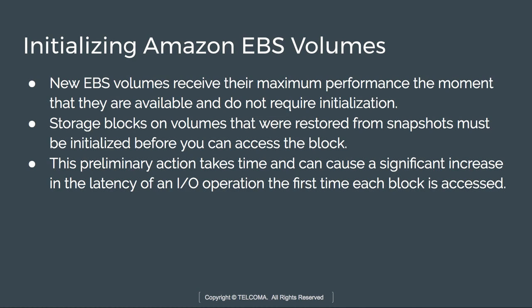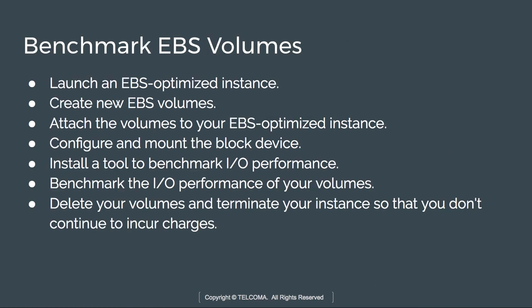Now, whenever we create a new EBS volume, we require its maximum performance from the moment. Storage blocks on volumes that are restored from snapshots must be initialized before you can access the block. So we need to check the input-output characteristics and monitoring of the EBS volume. Now, what are the benchmarks? We launch EBS optimized instances, create new, attach volume, configure, and install a tool to benchmark input-output performance. We can then delete our volumes.